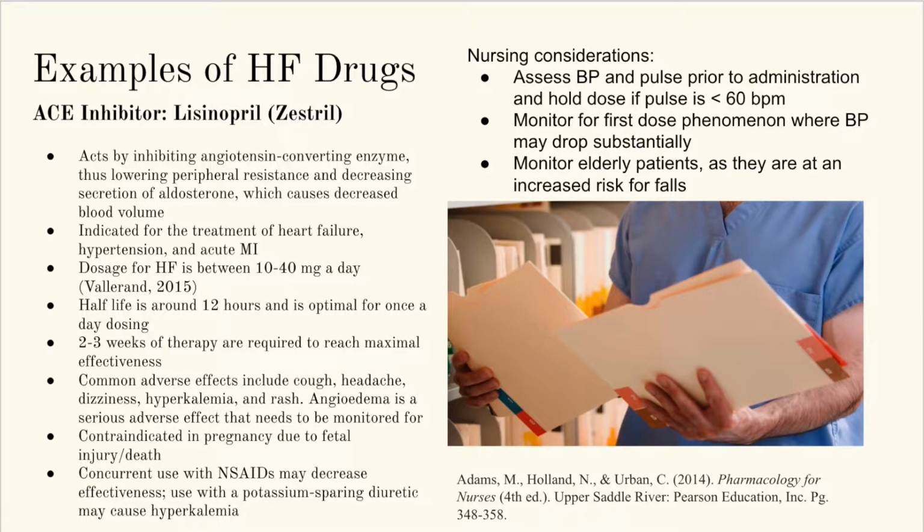Now we're going to get into examples of these heart failure drugs. To start off with ACE inhibitors, an ACE inhibitor is lisinopril. For lisinopril, you want to give a dosage for heart failure between 10 to 40 milligrams a day, and it has a half-life around 12 hours, so it's optimal for once-daily dosing. Common adverse effects include cough, headache, dizziness, hyperkalemia, and rash. Angioedema is a serious adverse effect that needs to be monitored as well.